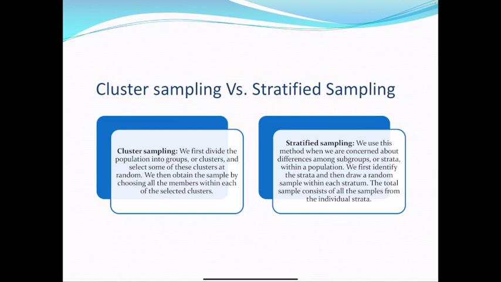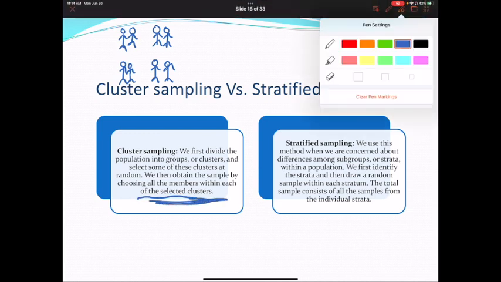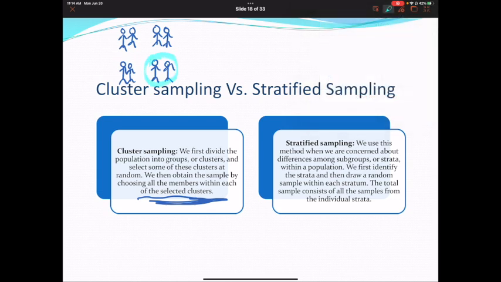So cluster sampling is when we first divide our population up into groups or clusters, right? So I'll have clusters of 2 people. These are my stick people, right? So I'm dividing my group into clusters. I keep forgetting, they're supposed to have 2 people. Okay, so I divide my sample up into clusters. And then I obtain a sample by choosing all the members within each of the selected clusters. So if I have this as my population, I could choose this cluster.